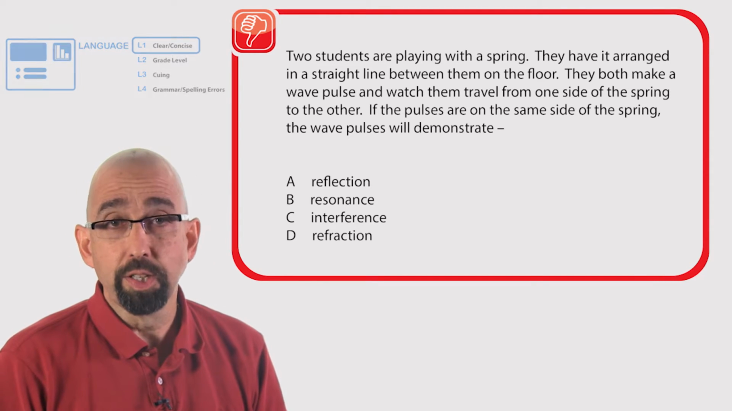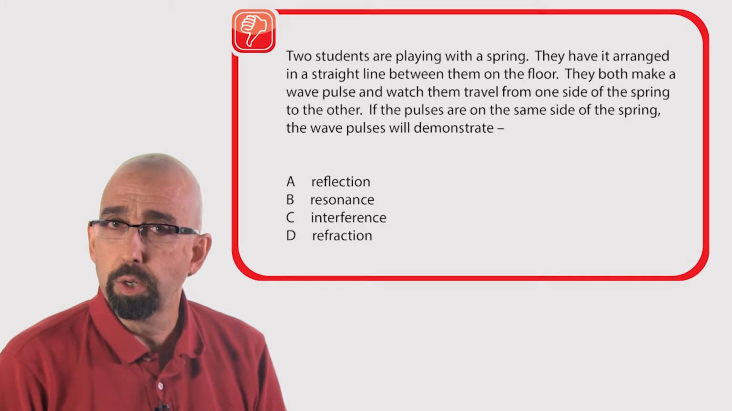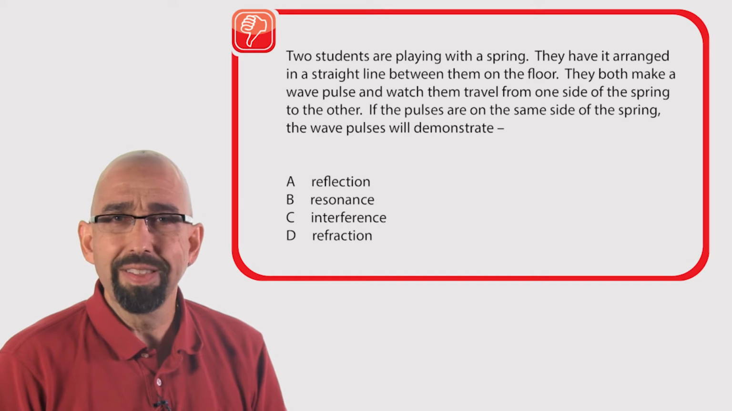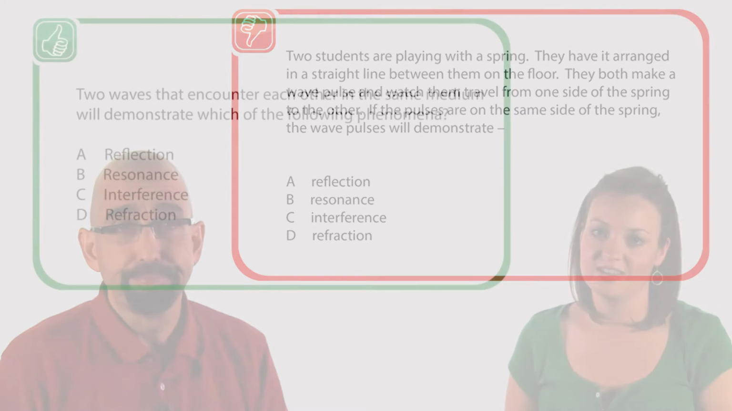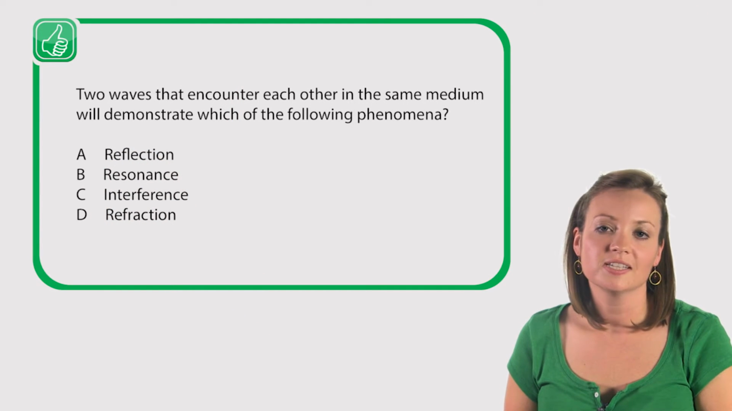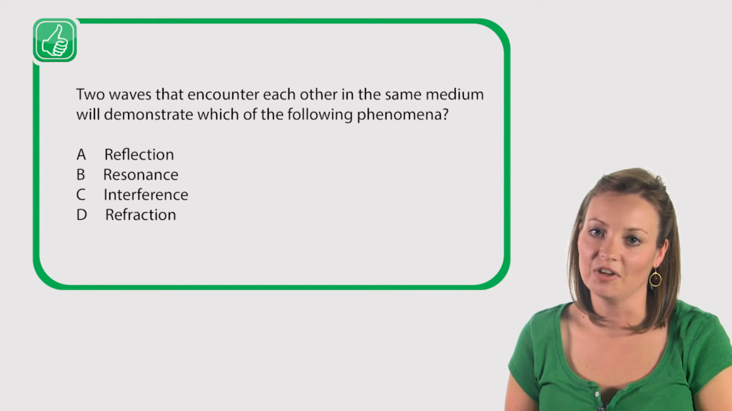This example fails at criterion L1, clear and concise. It fails because the description in the stem is confusing and hard to understand. It's made more confusing by the ambiguous use of terms like straight, side, same, and pulse. This example is improved because it more simply and clearly describes a situation that the test taker can evaluate.